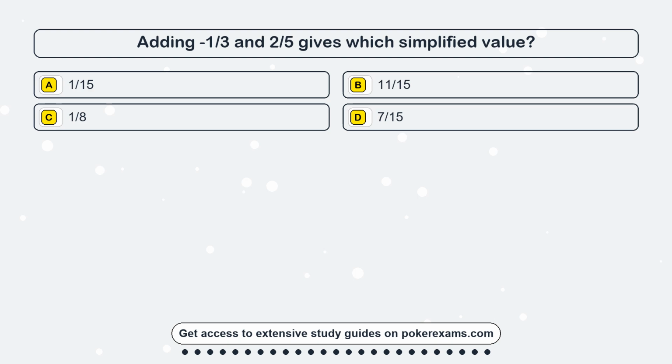Question 1. Adding -1/3 and 2/5 gives which simplified value? Option A 1/15. Option B 11/15. Option C 1/8. Option D 7/15.